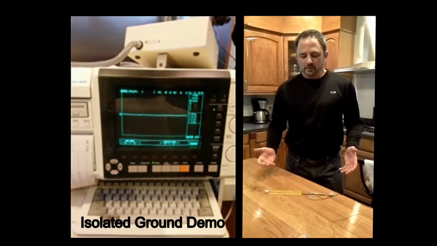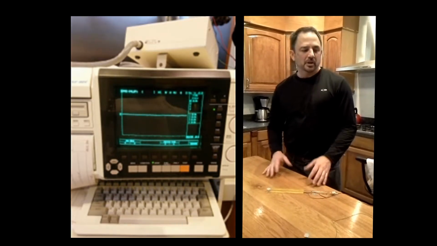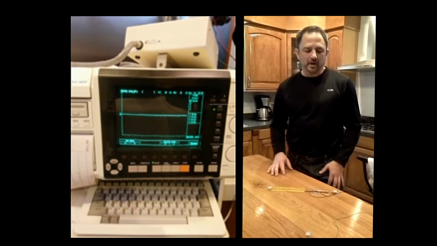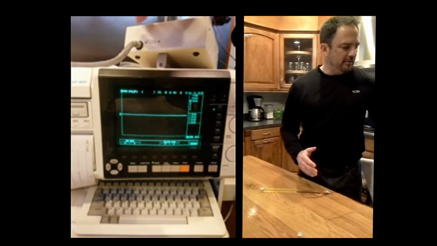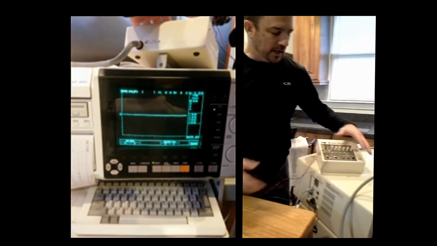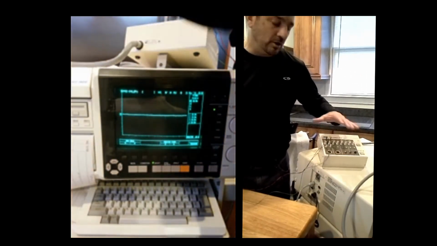For those of you who have listened to me present on electrical topics, you know that I talk a lot about isoground. This is a demonstration of what isoground does. We have an evoked potential machine that has isoground. It is not earth ground.